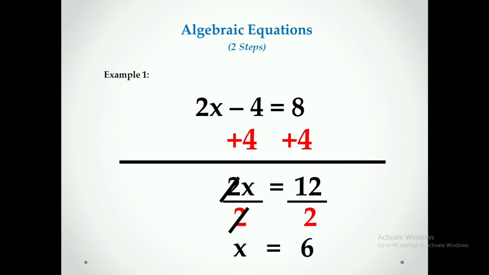And again, remember, you can check your answers by simply substituting the value of x into the equation. So if x is 6, 2 times 6, that's 12. 12 minus 4 equals 8. So it means then our equation is true. The solution is correct. Let's look at the next example.